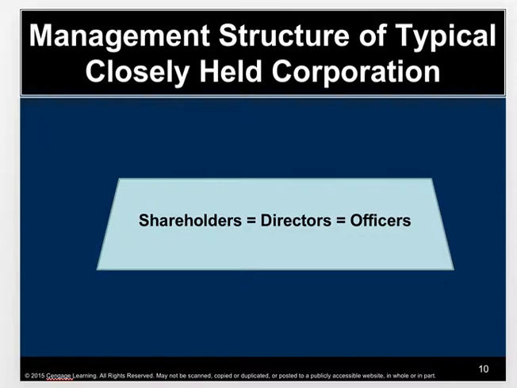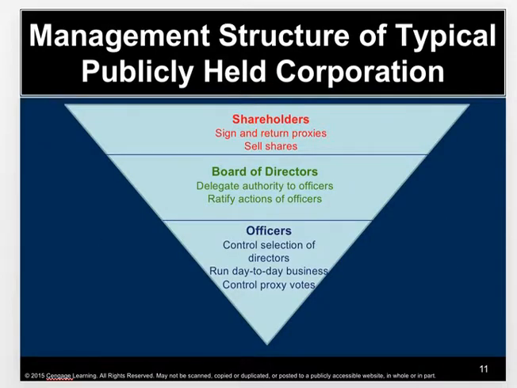So here's a slide that kind of puts it together. For closely held corporations, usually the shareholders are the directors and they are the officers. The management structure of a typical publicly held corporation is kind of an inverted pyramid where the shareholders sign and return proxies, in other words, for voting, right? They sell the shares. The board of directors delegates authority to officers, who ratify, and the board of directors also ratifies the actions of the officers. And the officers control the selection of directors, they run day-to-day businesses, and they control proxy votes.